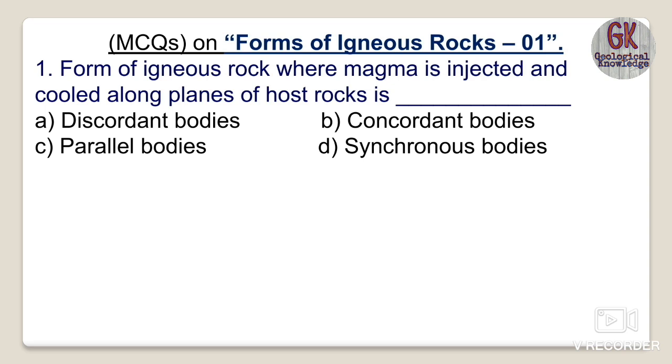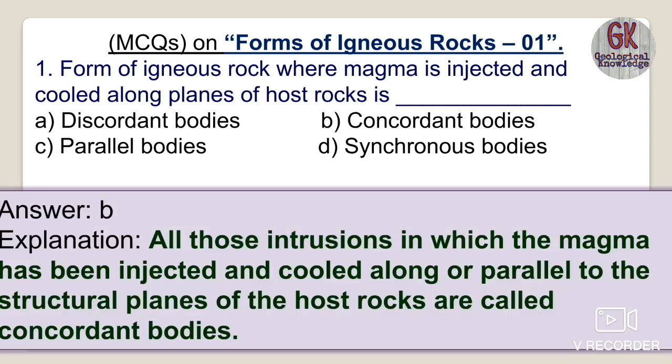The form of igneous rock when magma is injected and cooled along the planes of host rock is known as discordant rock bodies, concordant bodies, parallel bodies or synchronous bodies. So now you can easily answer this question. These are rock bodies where magma is injected and cooled along the plane of the host rock, not across. If it had been across the planes of host rock, then it would have been discordant. But since they have cooled along the planes of host rock, along means in parallel with.